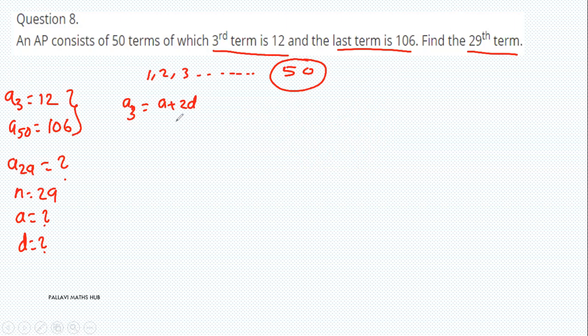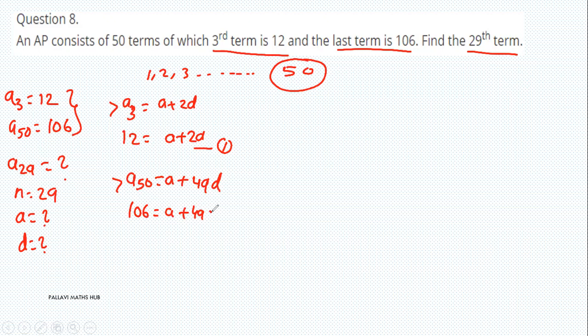So a3 is equal to a plus 2d. a3 is 12, equal to a plus 2d. I call this equation 1. Similarly, a50. How will you write a50? a50 is equal to a plus 50 minus 1. 50 minus 1 is 49d. a50 is given as 106, equal to a plus 49d. Call this equation 2.